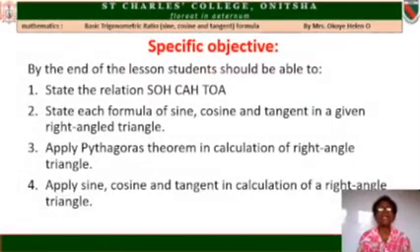Our specific objectives. By the end of the lesson, students should be able to: 1. State the relation SOHCAHTOA. 2. State each formula of sine, cosine, and tangent in a given right-angled triangle. 3. Apply Pythagoras theorem in calculation of right-angled triangle. 4. Apply cosine, sine, and tangent in calculation of right-angled triangle.